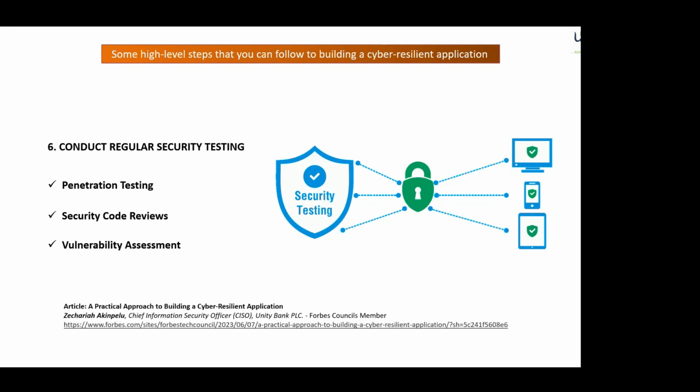Now, the high-level steps that I've just given you were taken from an article by the CISO, Mr. Zachariah Akinpelu. The topic of the article is a practical approach to building a cyber resilient application. The CISO is a member of the Forbes Council. So if you check the link, you can access it. I can share the link later on the chat, so that we can go through it and read and learn more from it.